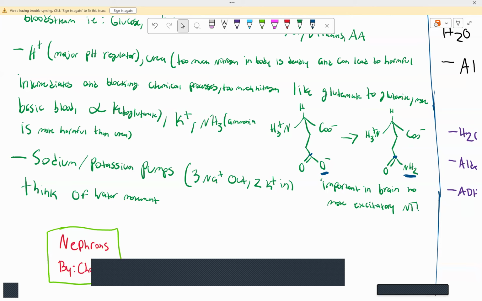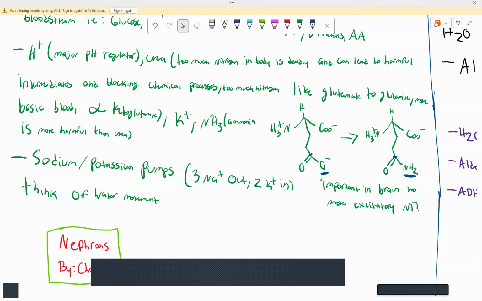Also, I want to make sure of this: sodium potassium pumps are in the distal and proximal convoluted tubules. If you remember from neurons in general, the sodium potassium pump is 3 sodiums out, 2 potassiums in. Think of the water movement: water pretty much always gets reabsorbed. It's never getting into the nephron. So think about it that way.